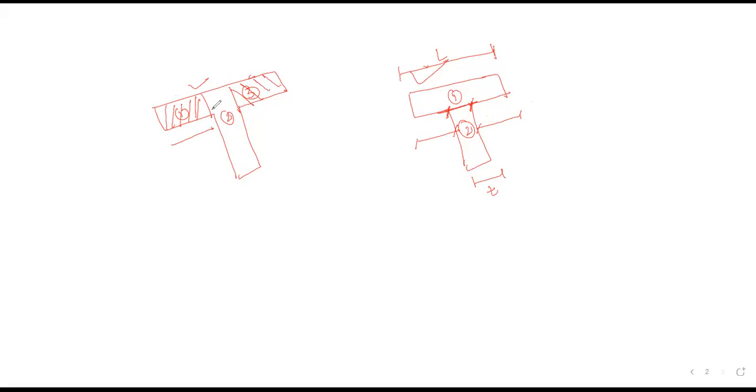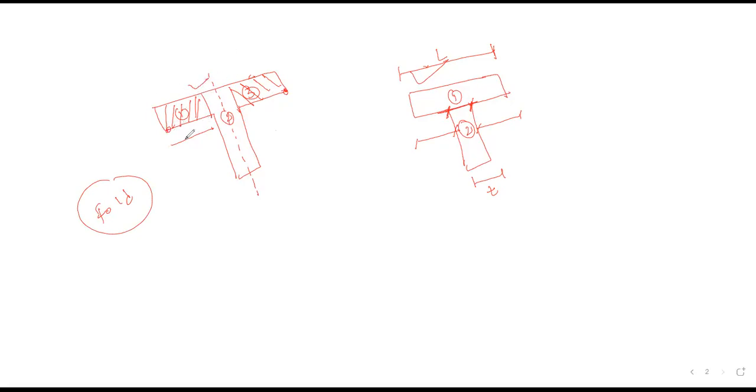Okay, suppose this is symmetrical. What is symmetry? Symmetry is nothing but whenever we fold the geometry, you will get an exact mirror image. That is called a mirror or symmetrical. Suppose this is symmetrical about the y-axis. I am trying to fold this T section about the y-axis, so this corner and this corner will be matched because of symmetry. Yes or no?